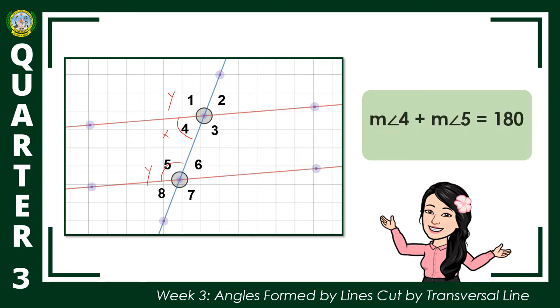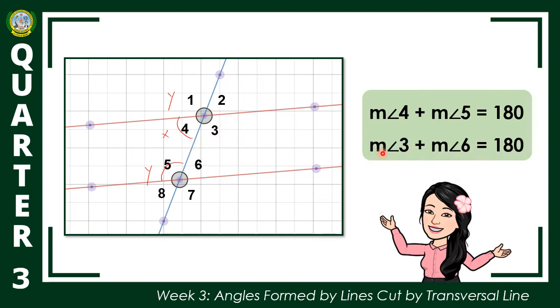Again, the measure of angle 4 plus the measure of angle 5 is equal to 180 degrees. And also, since angle 3 and angle 6 are same side interior angles, then we can say that the measure of angle 3 plus the measure of angle 6 is also equal to 180 degrees. Okay, so remember that when two parallel lines are cut by a transversal line, then the same side interior angles are always supplementary.